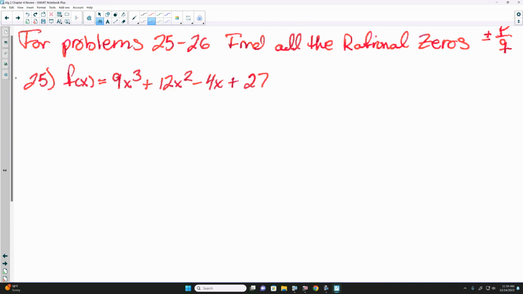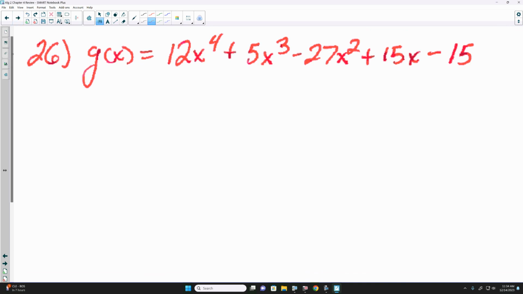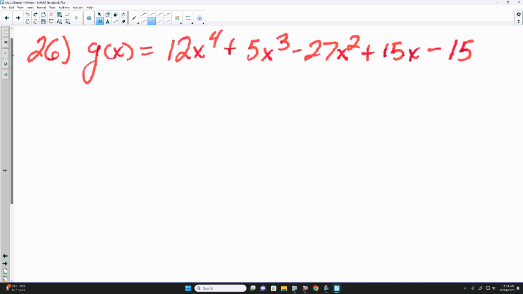Do we want to look at problem 25 or 26? Huh? 26? So when we look at the rational zeros theorem, we need to find the number of positive solutions and negative solutions. And when we find the number of positive solutions, no, sorry, I'm getting ahead of myself.